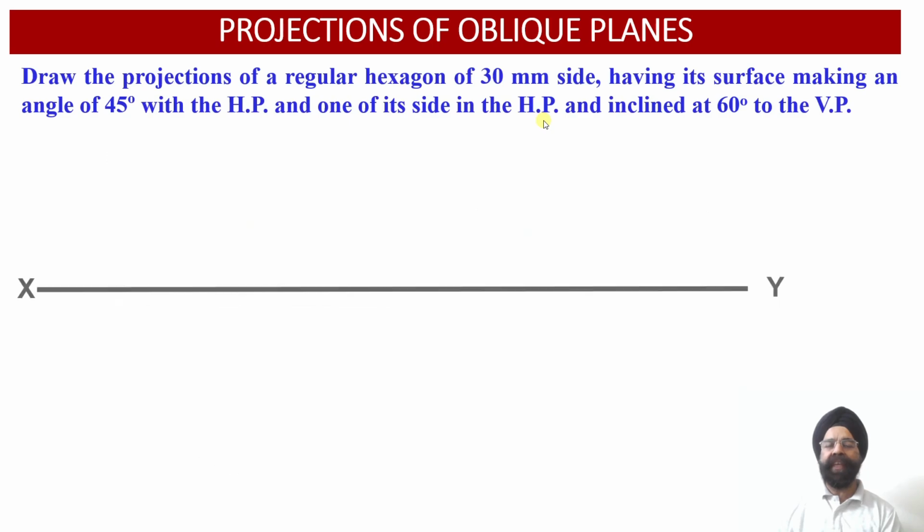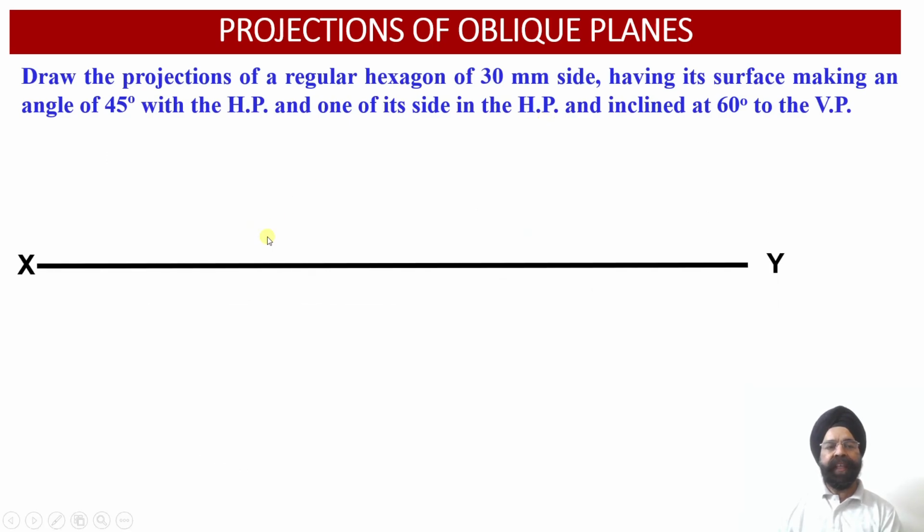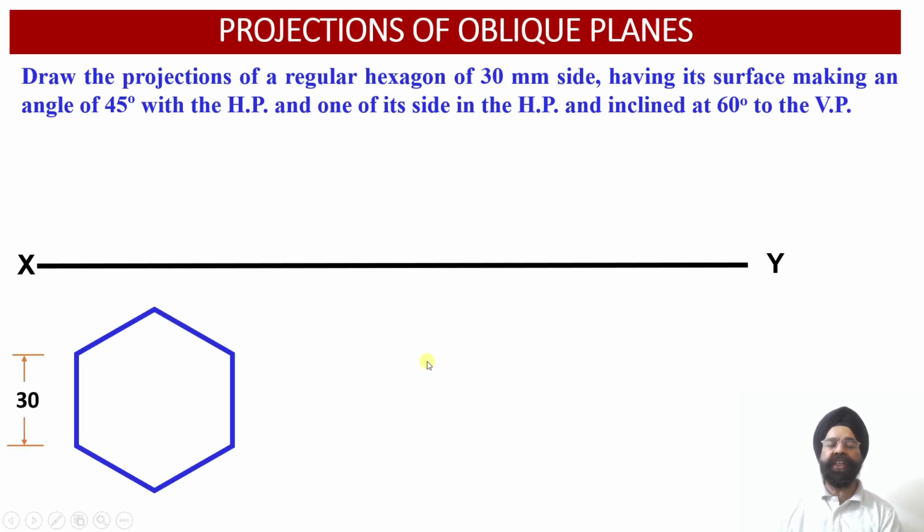So here we have the XY reference line. Then we have to draw, to begin with, the top view projections of this lamina onto the horizontal plane. And this true shape we will be obtaining in the top view projections of this particular hexagonal lamina.